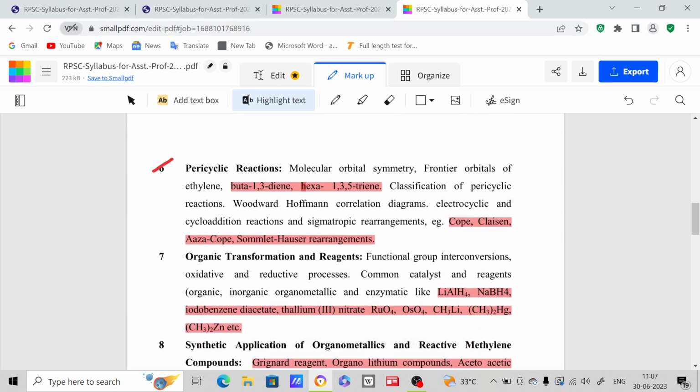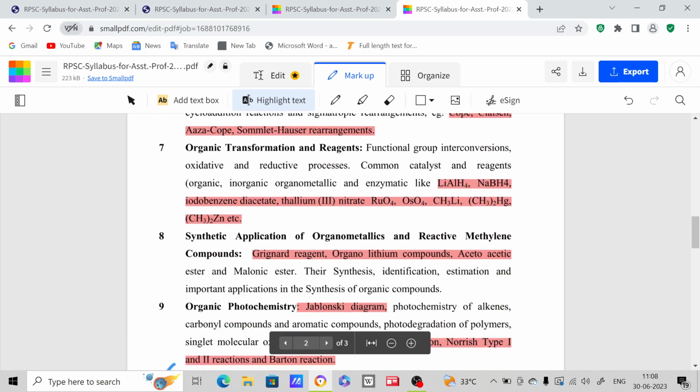Just follow your CSIR NET. Okay, buta-1,3-diene, hexa-1,3,5-triene. You have to know how to draw the diagrams, right? Energy level diagrams. Cope, Claisen, aza-Cope, Sommelet-Hauser rearrangements. These rearrangements are very important. Okay, Woodward-Hoffmann rules also very important.